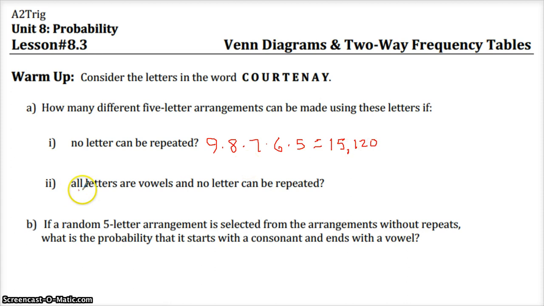Okay. All letters are vowels and no letter can be repeated. Okay, so we can choose from O, U, E, A, oh gosh, what about Y? I think in Canada, don't they say Y is always a vowel? Anyway, in here it looks like it's a vowel. All right, all letters are vowels. I will make that clear on my assessments. I probably won't put Y in there because that's something to fight about. I hate fighting about that kind of stuff. And no letter can be repeated.